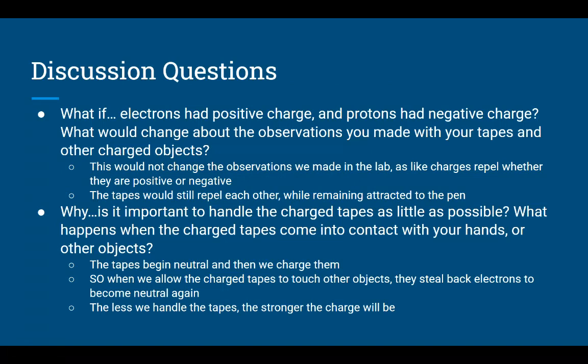And then, why is it important to handle them as little as possible? Well, they start off neutral and we charge them, so they are losing electrons to become positive. When we handle them, they are gaining electrons back from the things that you touch them with. So if that's your hand, the floor, the table, the object you're taping it to, that's giving it electrons back, which is making the charge weaker. So the less we handle the tapes, the more accurate our calculations will actually be.